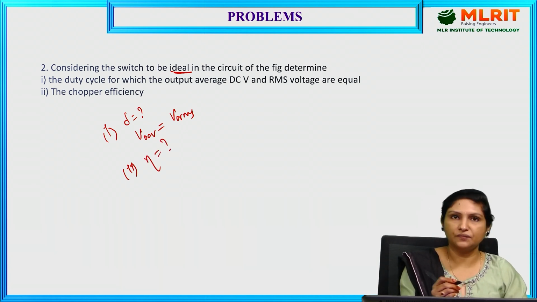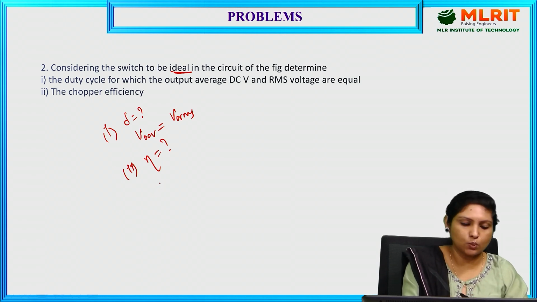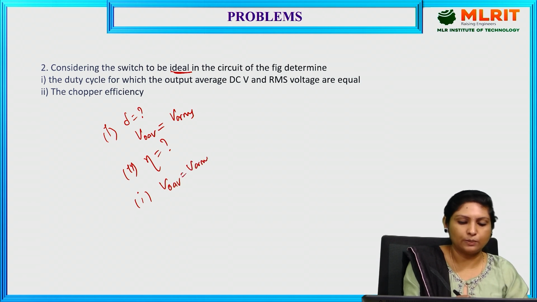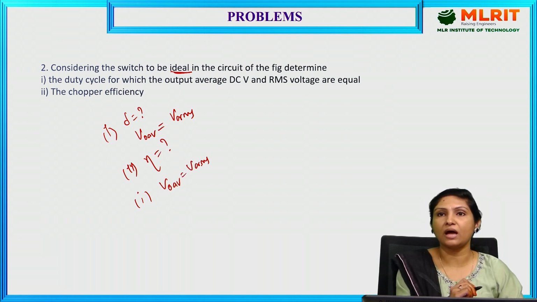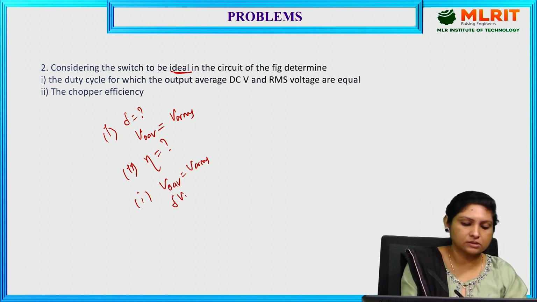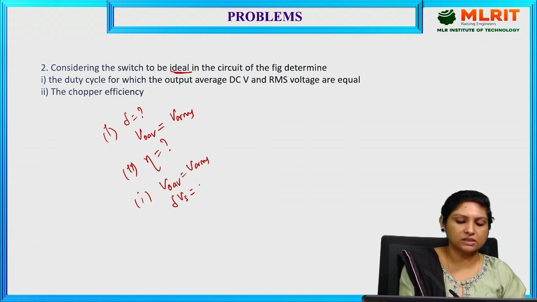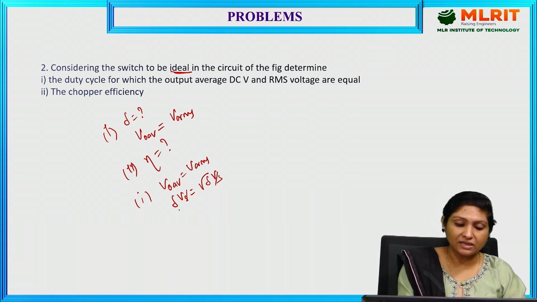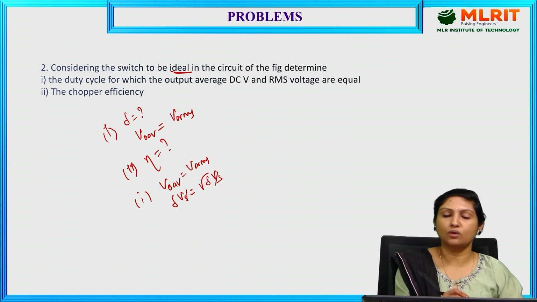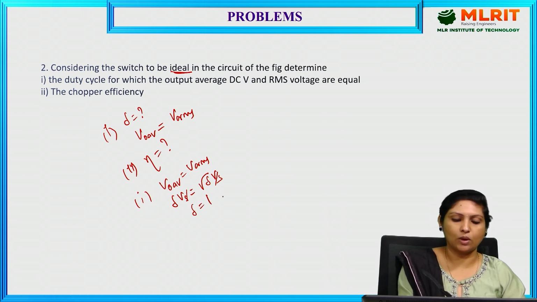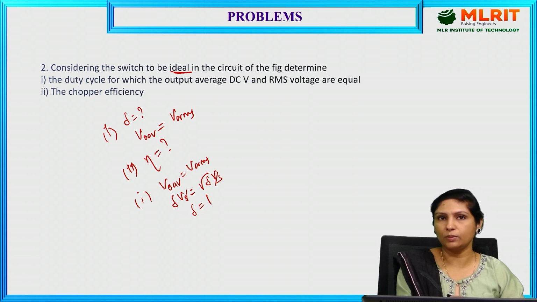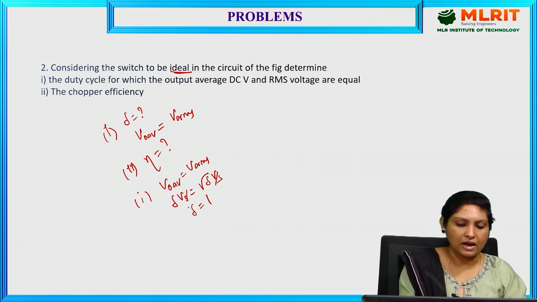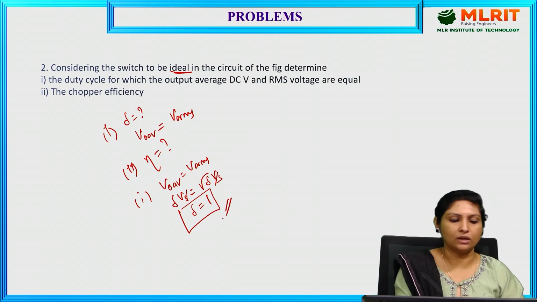Let us consider the first case, where V0 average is equal to V0 RMS. Since this is a chopper, the V0 average formula is delta Vs, whereas V0 RMS is given by the formula root delta into Vs. So Vs gets cancelled. When delta is equal to root delta, if we consider delta equal to 1, in that case both will be equal. That means the answer here is delta equal to 1.